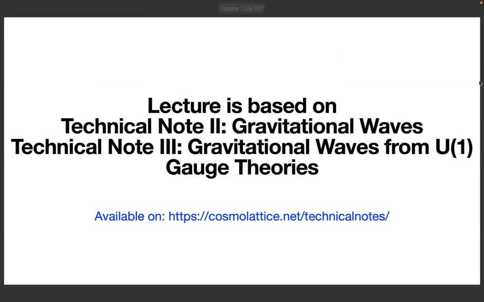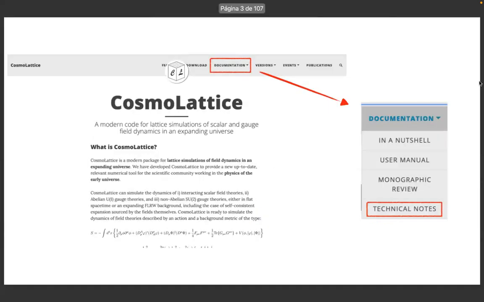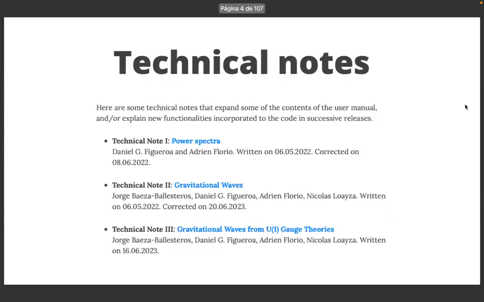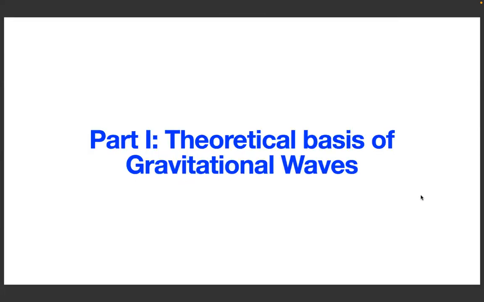So let's go. This lecture is based on 2 technical notes that are available on the webpage of CosmoLattice, technical notes 2 and 3, on gravitational waves and gravitational waves from U1 gauge theories. If you go to the CosmoLattice webpage, you go to documentation, technical notes, and you will see there are 3 of them. And basically this lecture is based on these 2. So let's jump into the theoretical basis of gravitational waves.